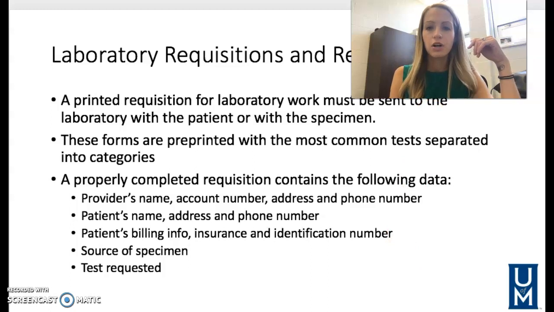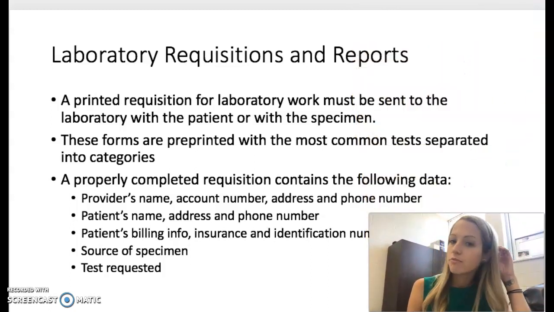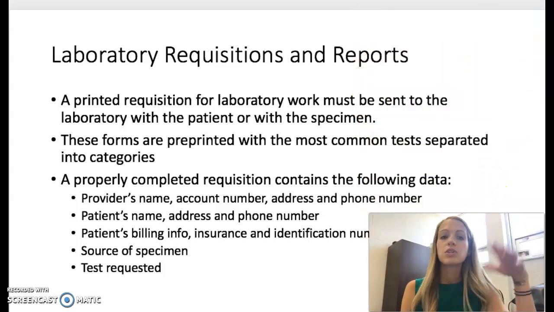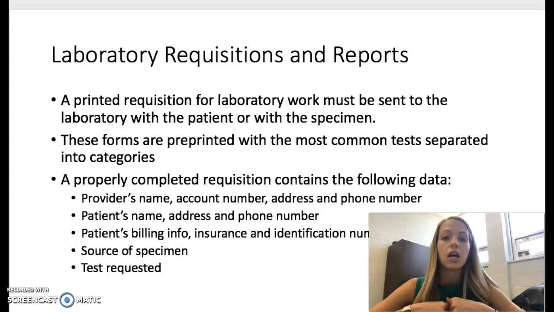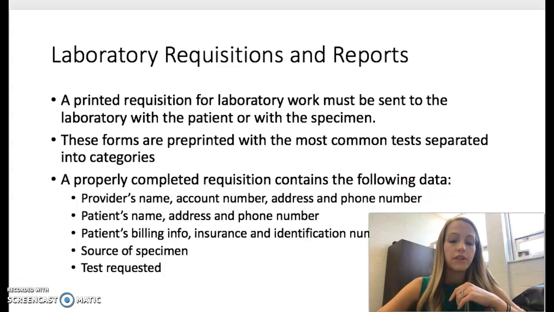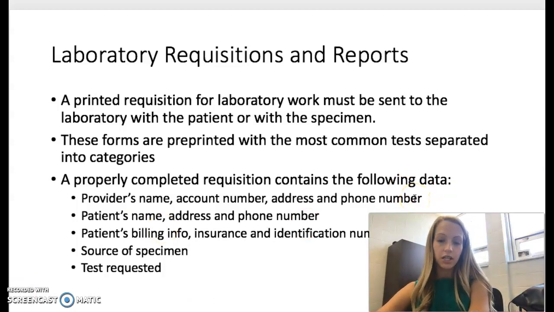So let's quickly talk about lab requisition forms and reports. So anytime that we have a specimen, we're going to have a printed requisition form for the lab work to be sent to the laboratory with the specimen, or with the patient if the patient is going to the lab to have the specimen collected. These forms are pre-printed with the most common tests separated into different categories. And on the next slide, I have a picture of it. I'll show you in a second.